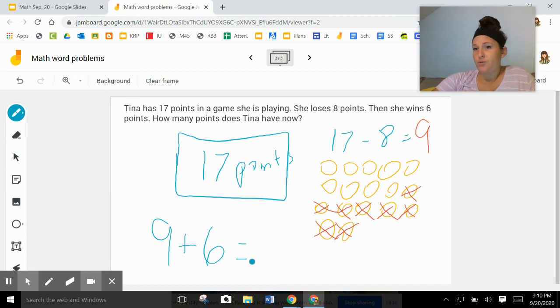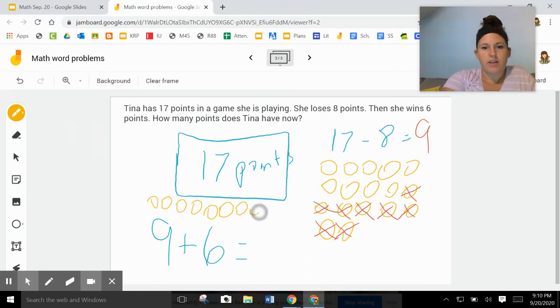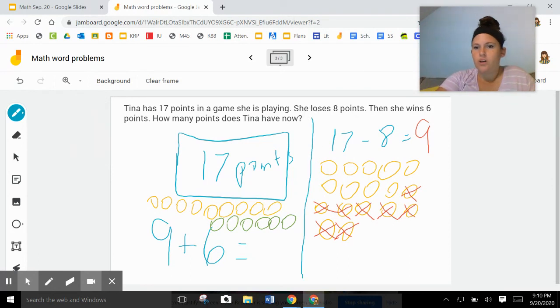So I'm going to do another drawing. I'm going to grab my yellow again. I'm going to draw 9. 1, 2, 3, 4, 5, 6, 7, 8, 9. And then I'm going to add 6. I want to show my 6 with a different color. Let's grab green. 1, 2, 3, 4, 5, 6. And then just to keep myself nice and organized so I don't accidentally grab one of these over here, I'm going to draw a line to separate my first step and my second step.